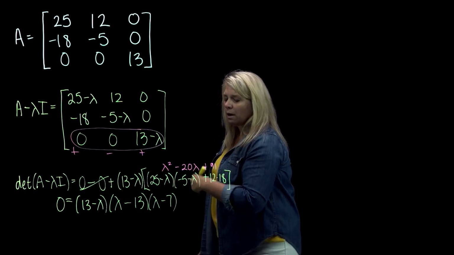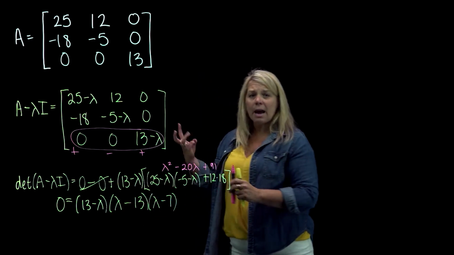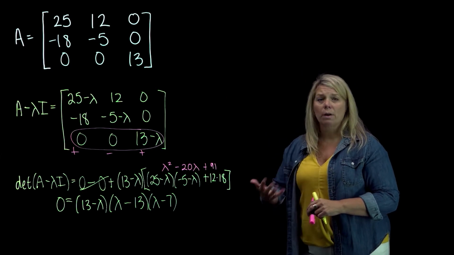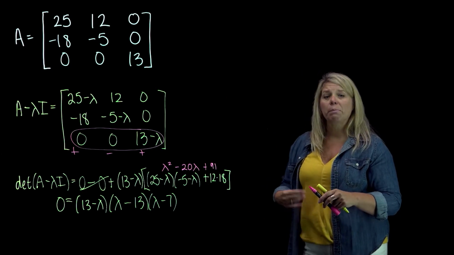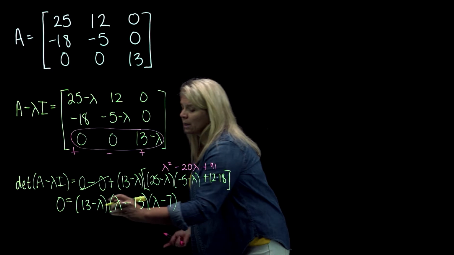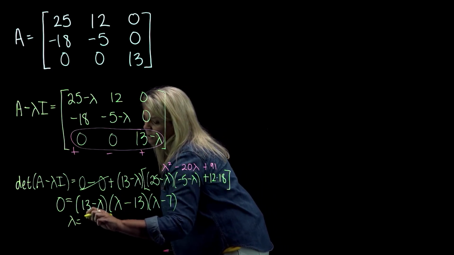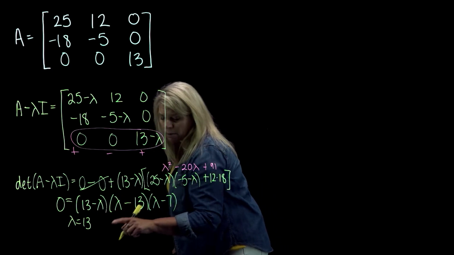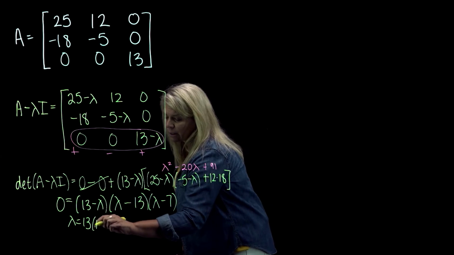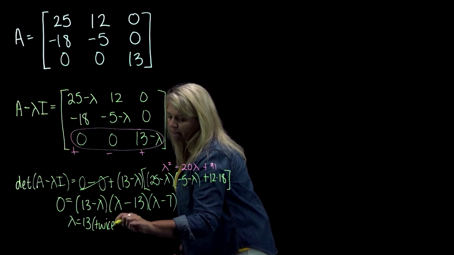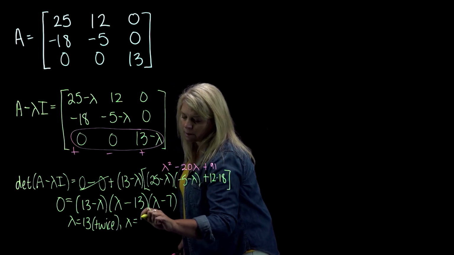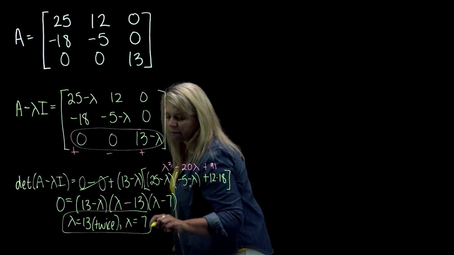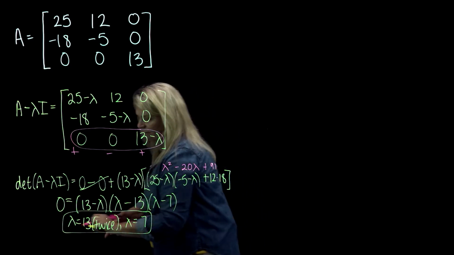From all this part, okay, so I have 3 eigenvalues here. A 3 by 3 matrix will have 3 eigenvalues, but one of them is repeated. It has multiplicity 2. So I have lambda equals 13 of multiplicity 2, and lambda equals 7. All right, so those are my eigenvalues. Write that over here.